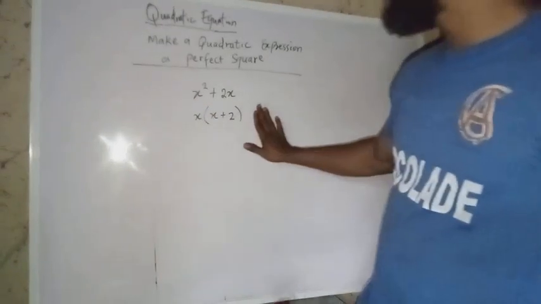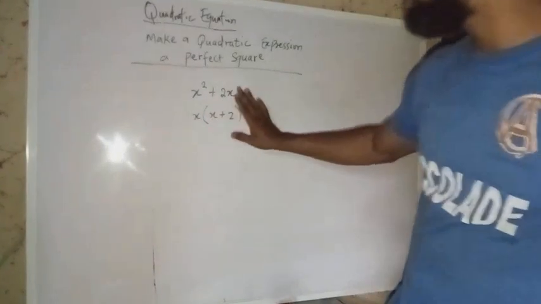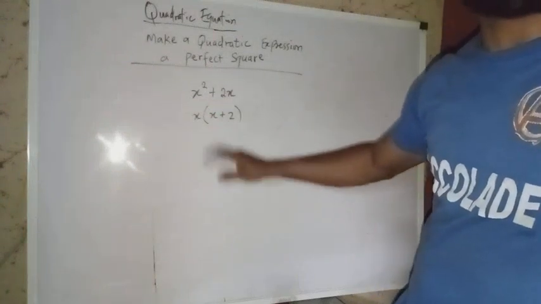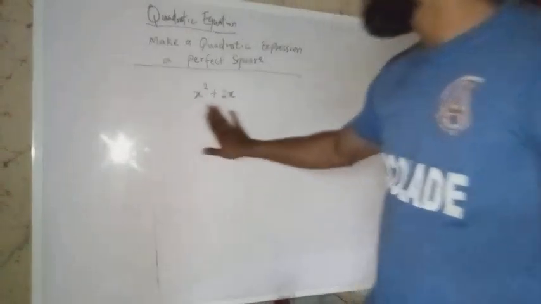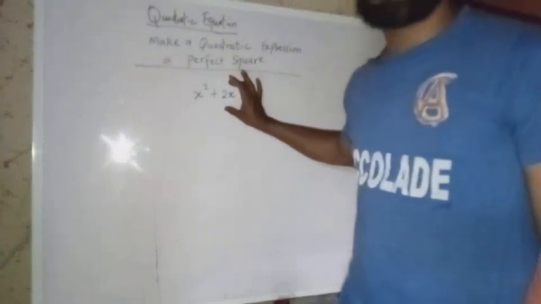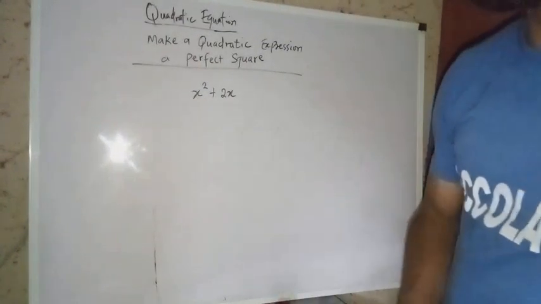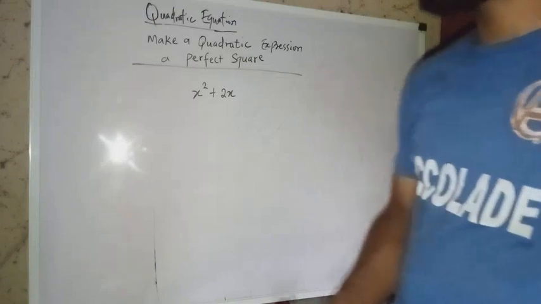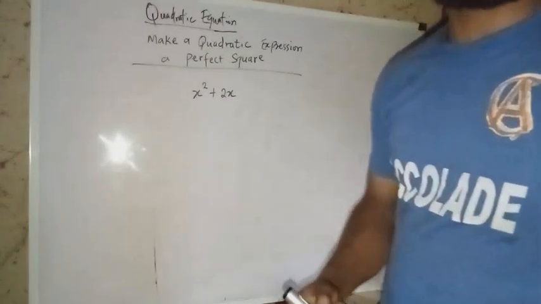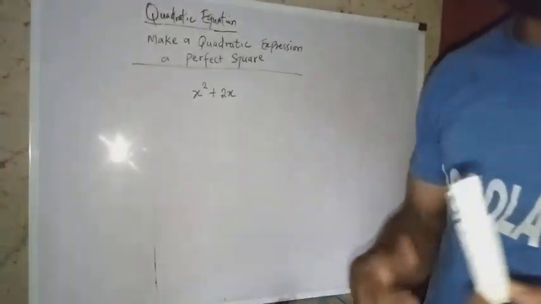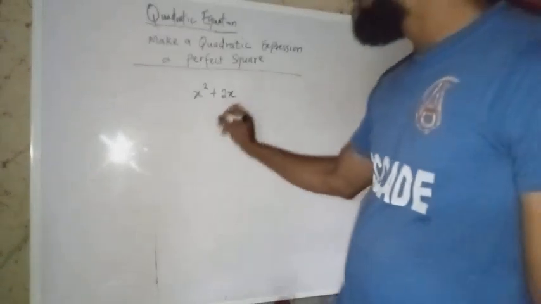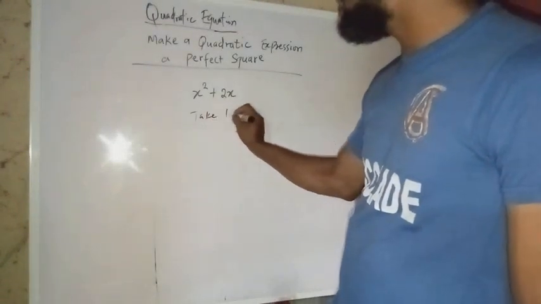Oh, good. So if that's the case, we cannot call this a perfect square, but can we make this quadratic expression a perfect square? The answer is what? Yes. So how do we make it a perfect square? In making this expression a perfect square, what we are going to do is to take the coefficient of x. These are the steps.